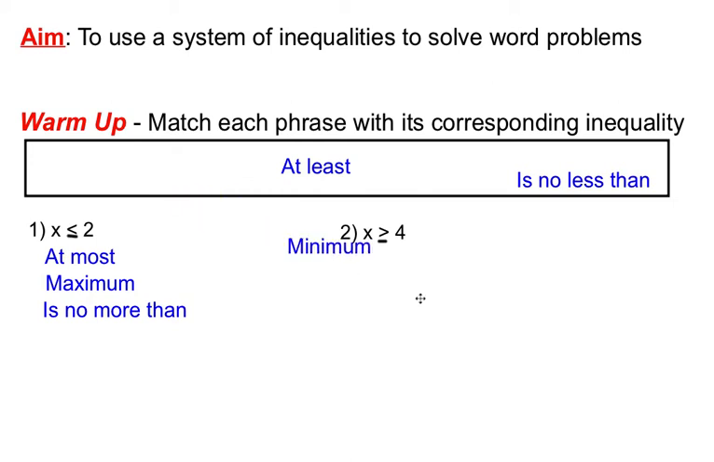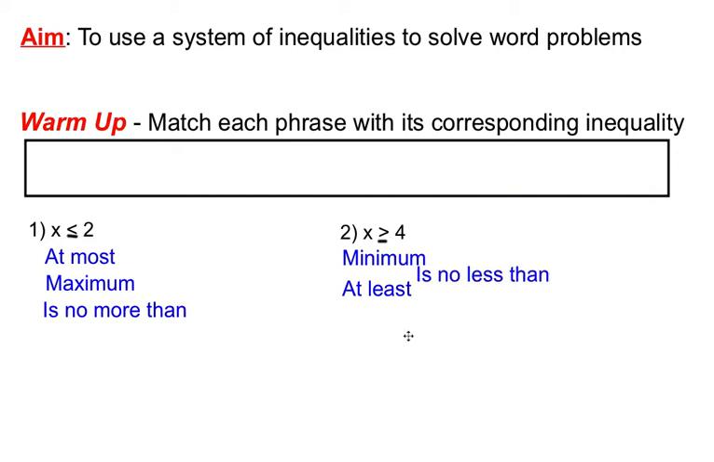So that means a minimum of 4. It could also mean at least 4, which is anything above 4. Like if I say I need at least 4 of something, I could have 5, I could have 6, it could be more than that. And is no less than also goes with that, because you can't go less than 4, it's everything 4 and up. So knowing those terms is going to be very important to solving these problems, because you're going to be reading word problems and you have to know which symbol goes with the words that you see.